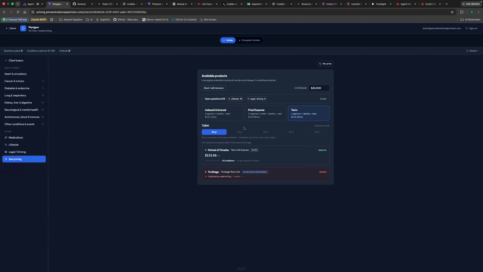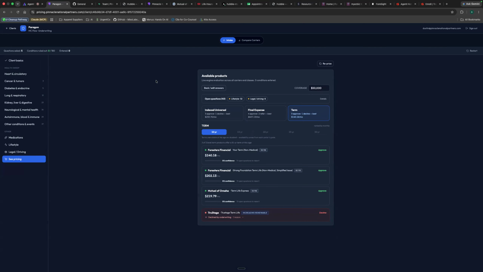Foresters should be in here, but isn't for some reason. I think Foresters' term is a minimum of 50 though. So anyways, term's live. Yeah, there we go. There's Foresters. Strong Foundation, Your Term, Mutual of Omaha, True Stage is in there. Still to be implemented is Kansas City Life, Ladder, LGA. So there's a bunch of term carriers that still have to be input into this, but Foresters is in there. So know that that's available.